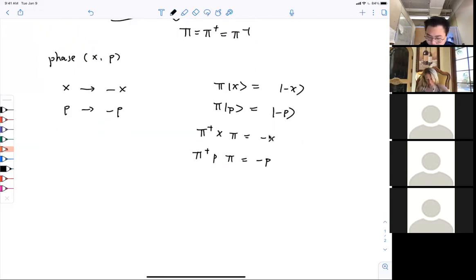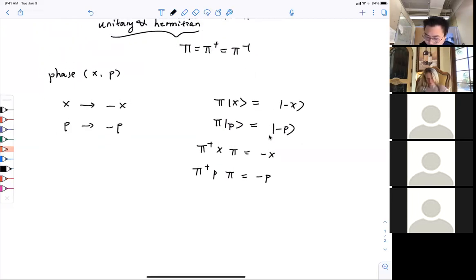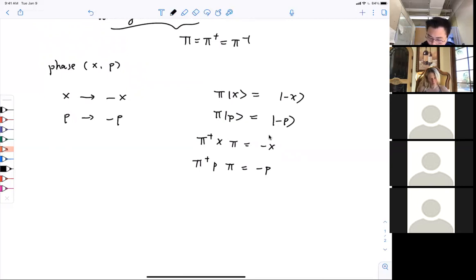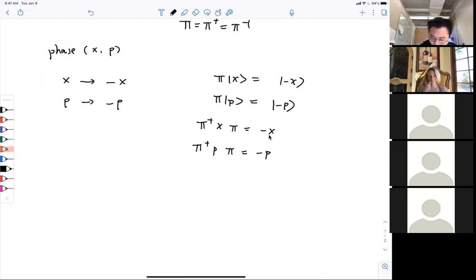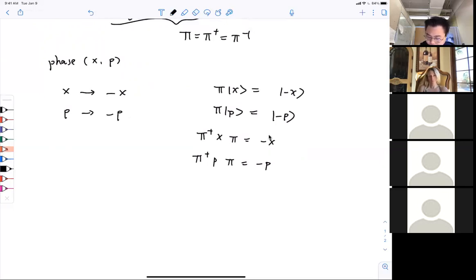Okay, so in quantum mechanics, there's another important degree of freedom, which is the spin degree of freedom. Of course, from the algebra point of view, the spin is the same as the orbital momentum. So we know the orbital momentum is x cross p, and so it's even under the parity.